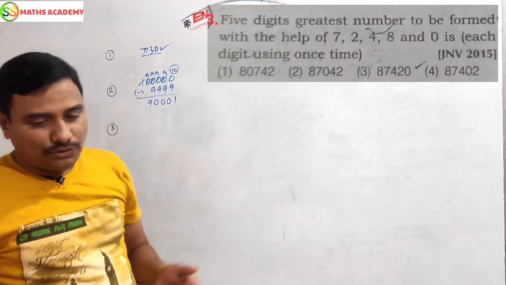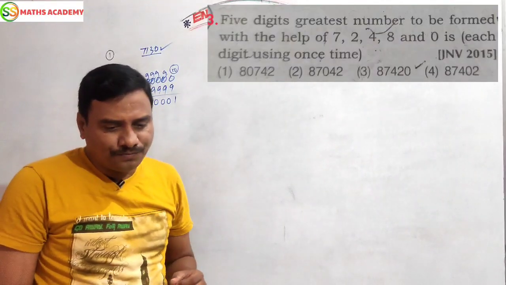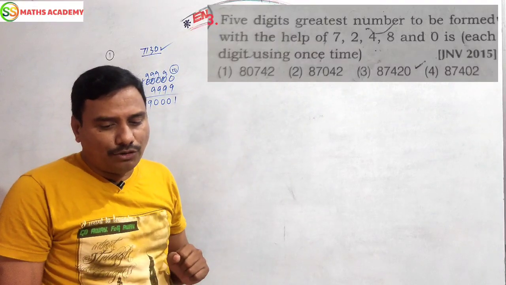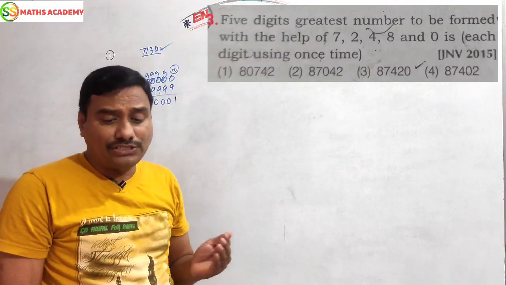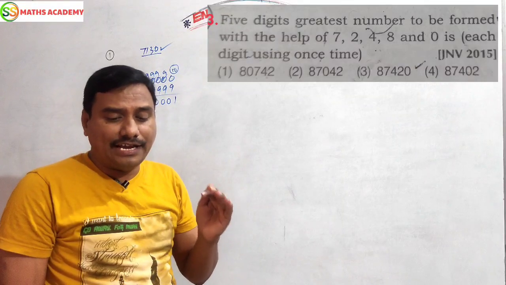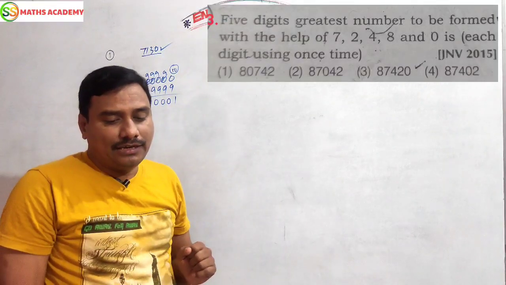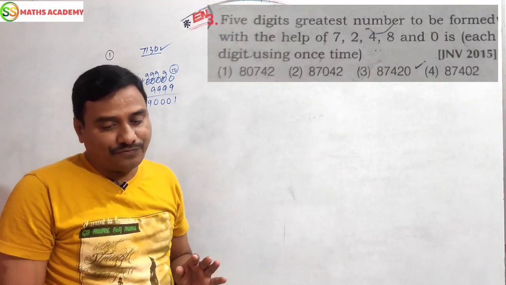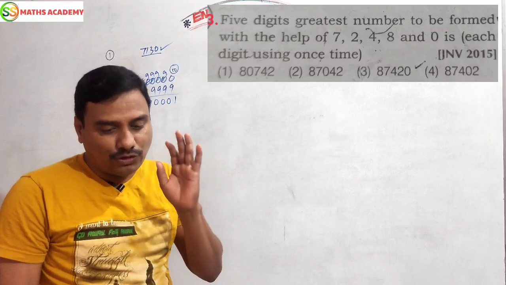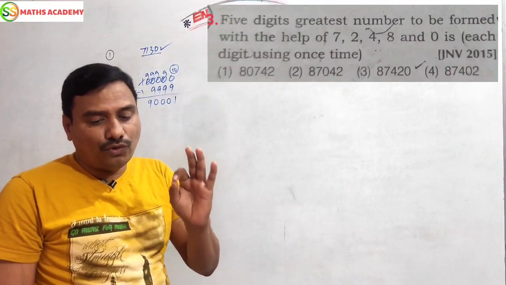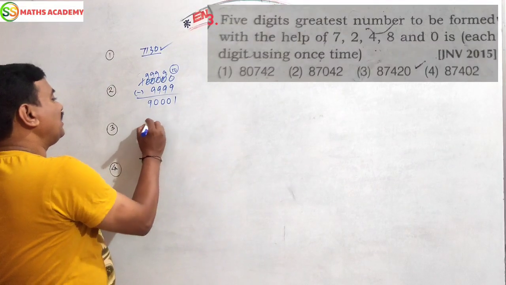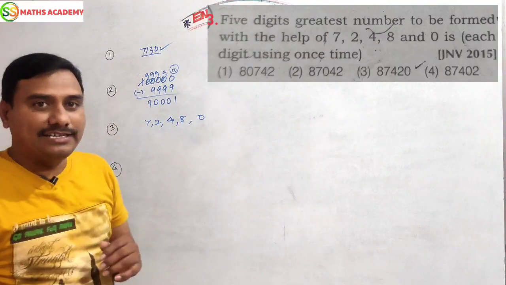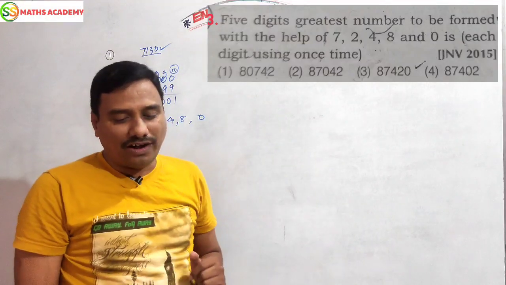Now, third question. You see the third question? Here I am reading now: the 5 digit greatest number formed with the help of 7, 2, 4, 8 and 0 is. And the condition is using each digit one time only. 7, 2, 4, 8, 0. We are using these 5 digits.